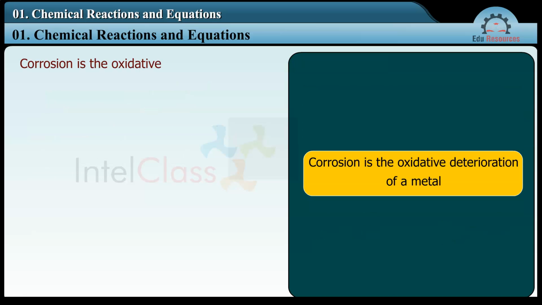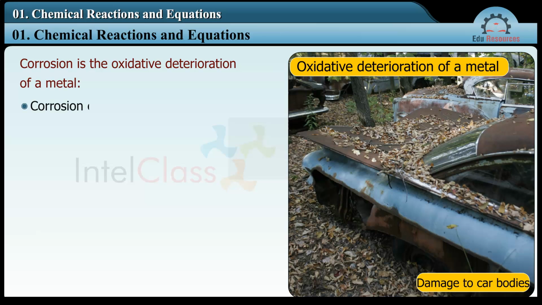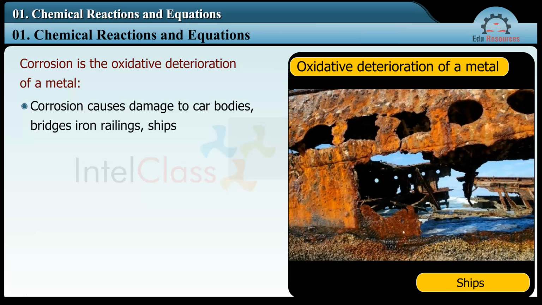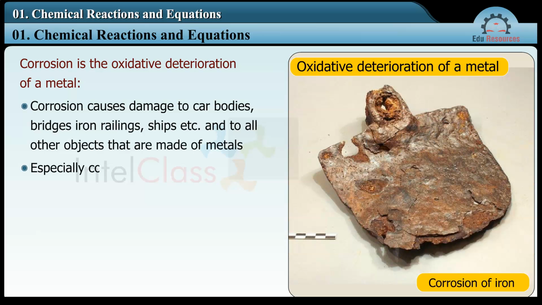Corrosion is the oxidative deterioration of a metal. Corrosion causes damage to car bodies, bridges, iron railings, ships, etc., and to all other objects that are made of metals. Especially, corrosion of iron is a serious problem.